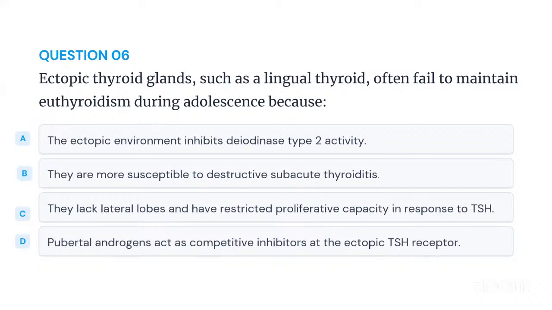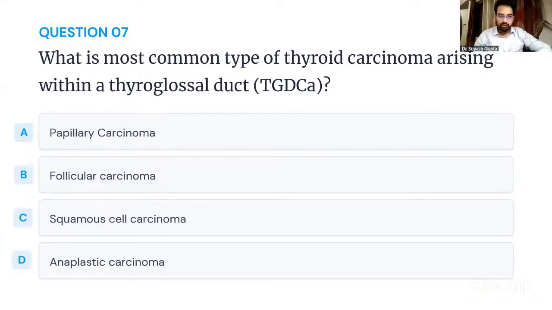So next question, sir. What is the most common type of thyroid carcinoma arising within a thyroglossal duct carcinoma? Is it A, papillary carcinoma, B, follicular carcinoma, C, squamous cell carcinoma, or D, anaplastic carcinoma?